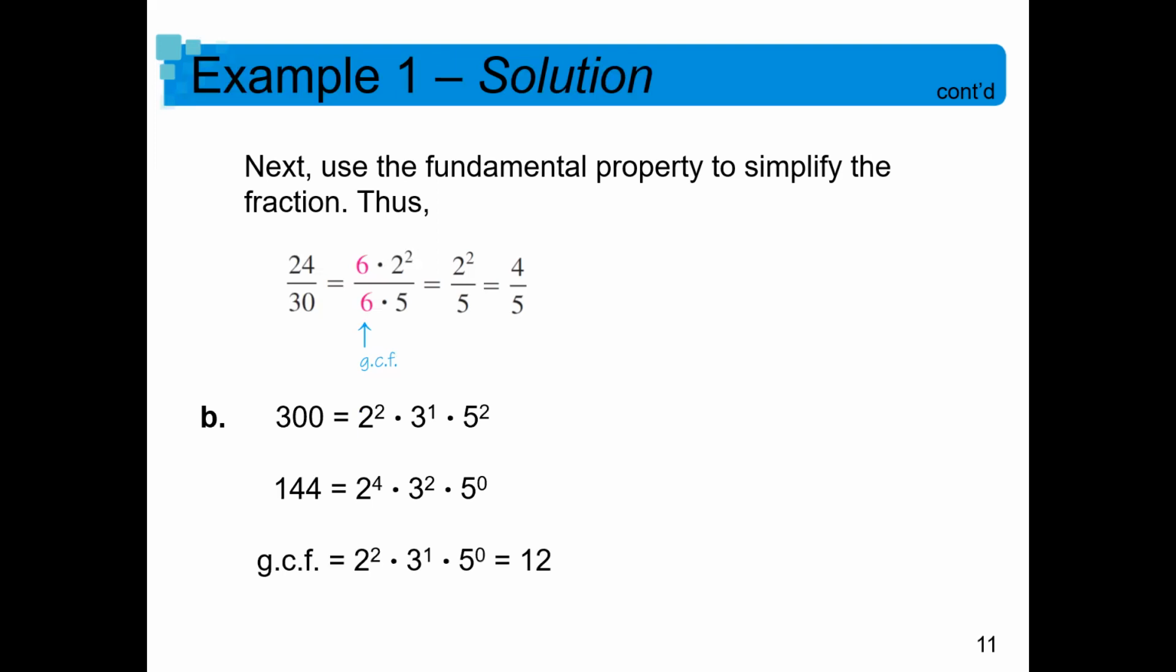Now to get the GCF, for each prime base, you select a representative, and your representative should be the one with the lowest exponent. So for the prime base 2, you select 2 squared from 300 because 2 squared has a lower exponent than 2 to the 4th. And for base 3, you select 3 to the 1. And for base 5, you select the lowest exponent, 0, 5 to the 0. And so our GCF is 2 squared times 3 to the 1 times 5 to the 0, which happens to be equal to 12.